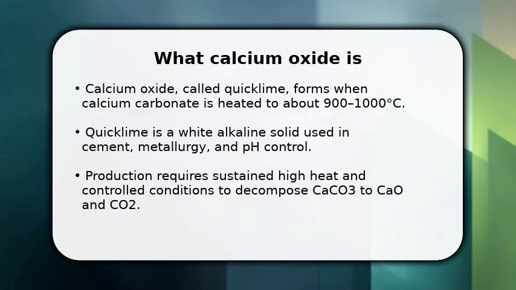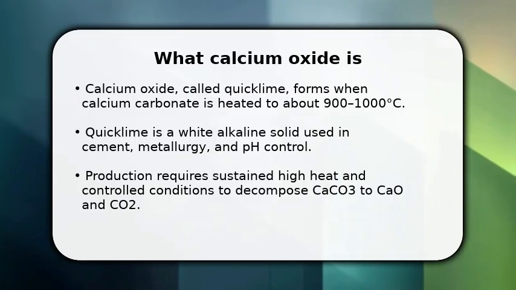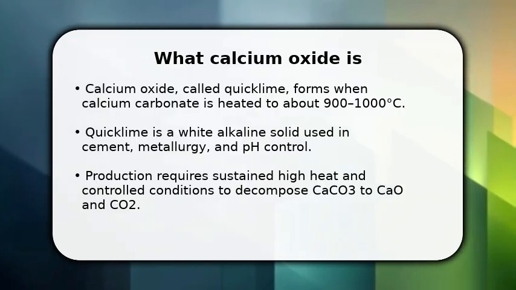Calcium oxide, commonly called quicklime, is a white alkaline solid produced when calcium carbonate is thermally decomposed at roughly 900–1000 degrees C. The chemical change releases CO2 and leaves CaO.